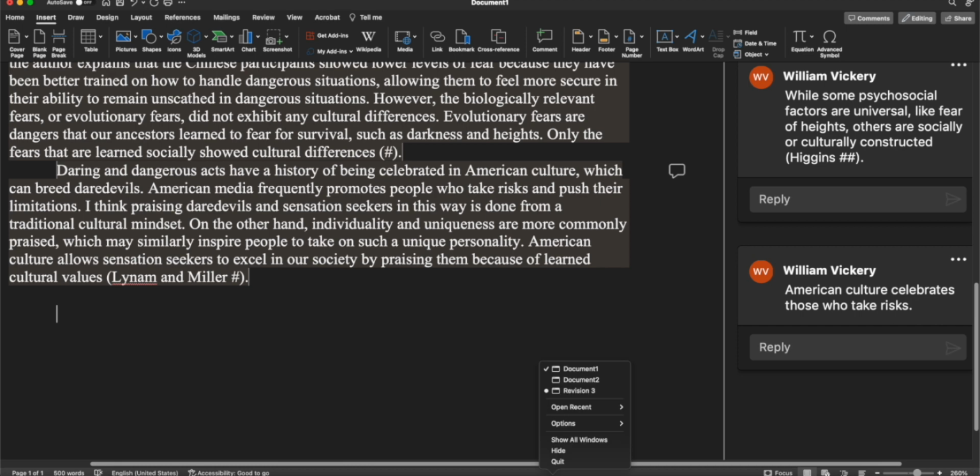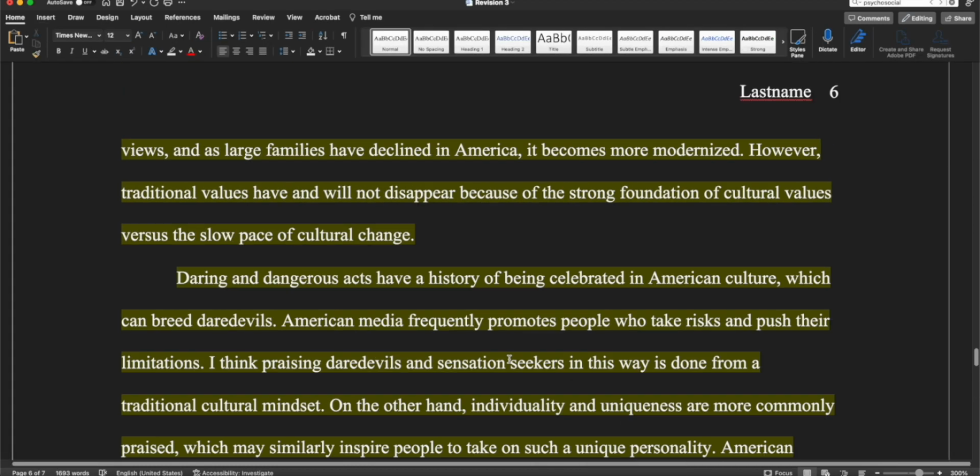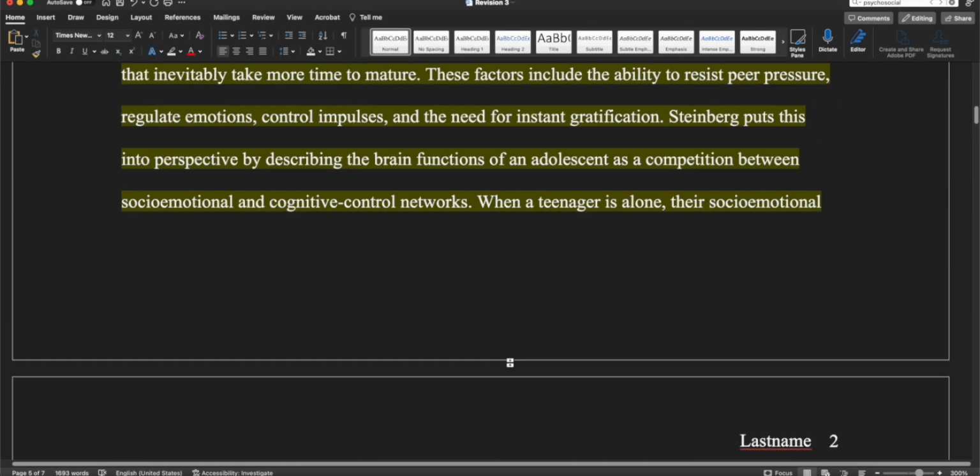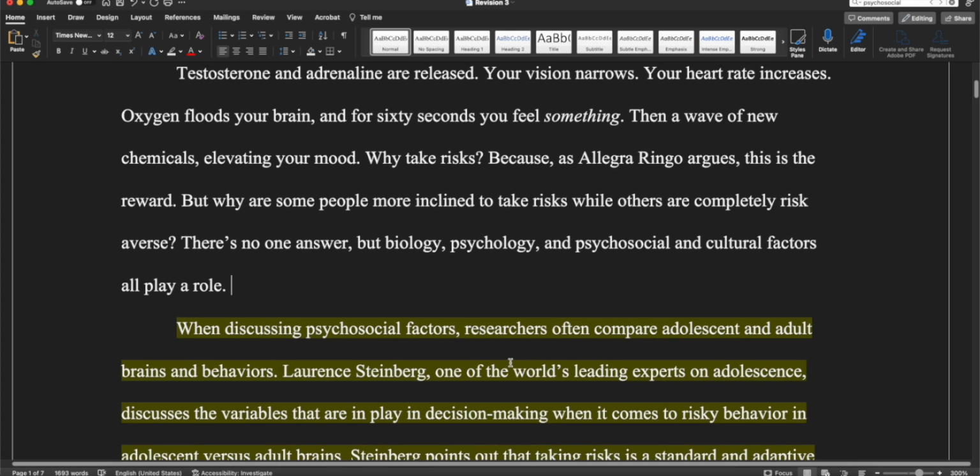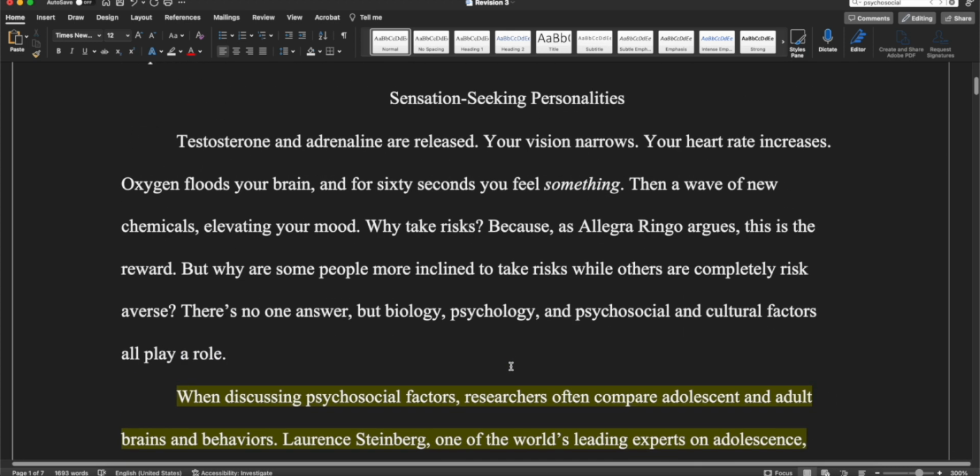Let's actually go back to the revision itself and see where this information begins. Well, let's read our introduction and see if it fits right after that.